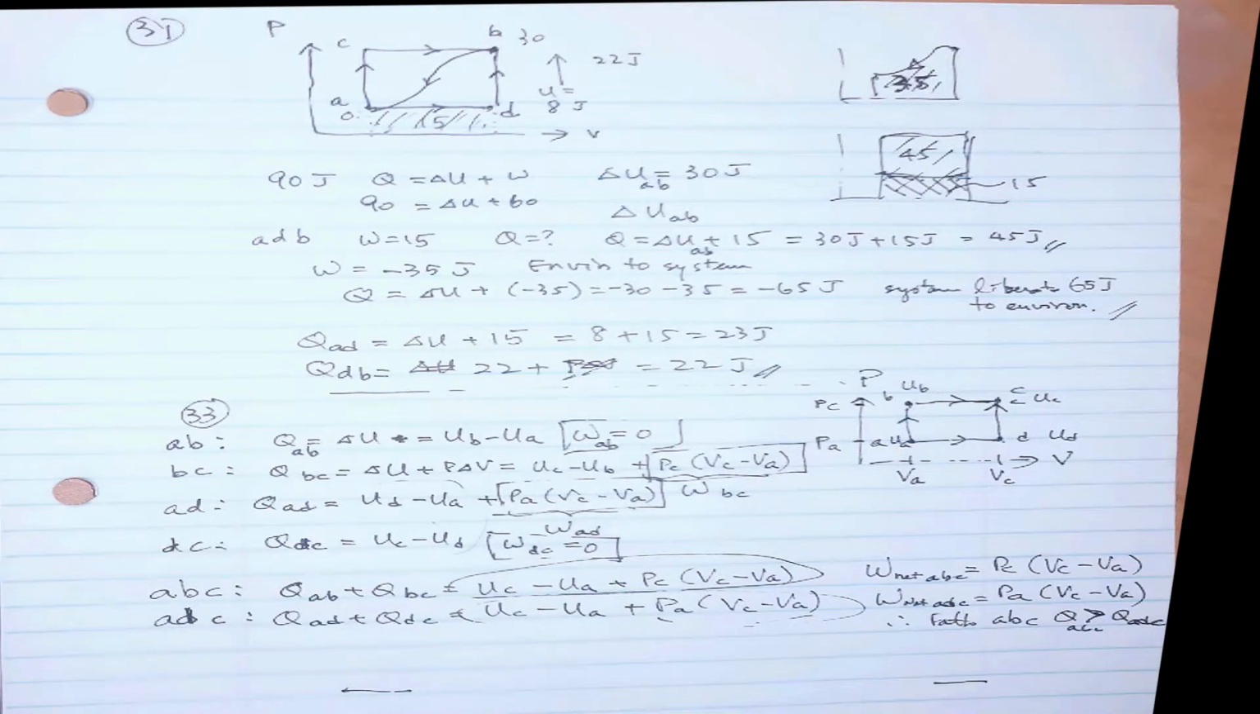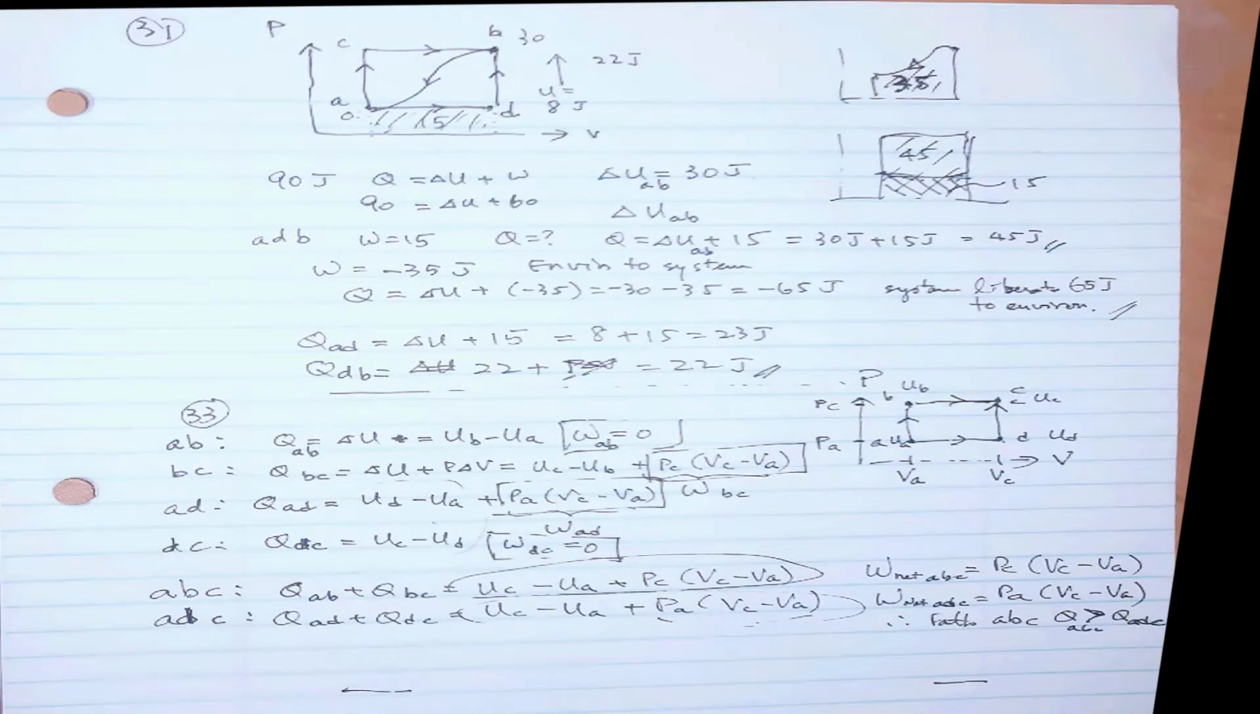And then they say, part D, a friend tells you that the amount of heat flow should be the same for both the path ABC and the path ADC, since the initial state A and the final state of the system are the same for both paths. Well, how would you respond? Well, the internal energy change may be the same, but the work done is not the same.